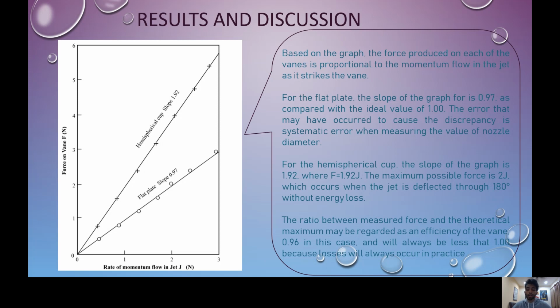For the hemispherical cup or curved surface, the slope of the graph is 1.92, where F equals 1.92J, and the maximum possible value for this is 2J, which occurs when the jet is deflected through 180 degrees without energy loss. So the ratio between the measured force and the theoretical maximum may be regarded as the efficiency of the vane, 0.96 in this case, and it will be less than 1.00 because of losses that occur in practice.